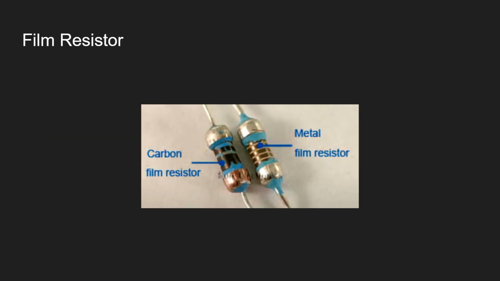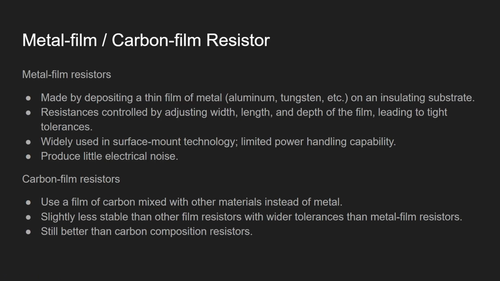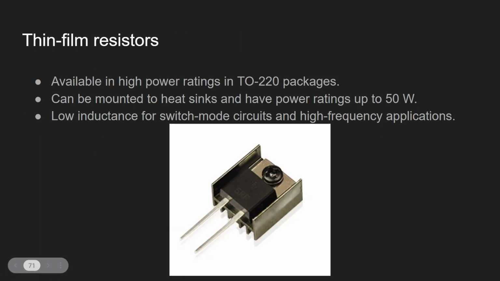Thin film. As its name says, it's a metal film or carbon film wrapped outside. The metal film produces little electronic noise. It is slightly less stable than other thin films, but with a wider tolerance when we speak about the carbon film. But once again, you don't have to memorize this one.